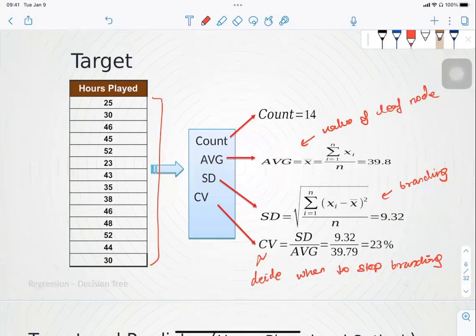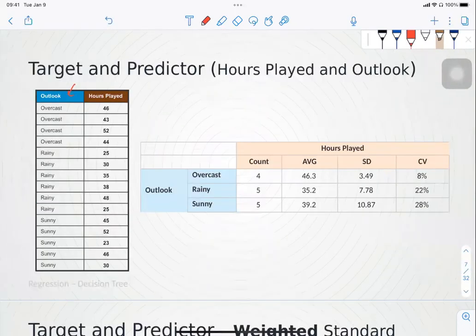So these three statistical values are used in constructing a decision tree, and we'll see how we are going to construct a decision tree from this. Let's look at the first column, that is the outlook, with the target column, that is hours played. We are going to find all these values for all the possible divisions of outlook, that is overcast, rainy, and sunny. We are going to find count, average, standard deviation, and coefficient of variance for all of these three categories.